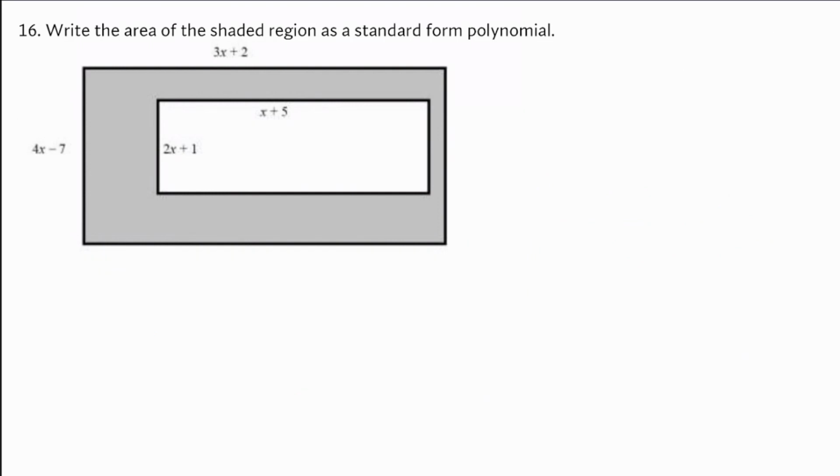All right, now we're going to do the same thing. We're going to write the area of the shaded region as a standard form polynomial. I'm going to take the area of the large rectangle, which I might compute in red, and then subtract the area of the interior rectangle, which I'm going to compute in blue. And so this will have multiplication and subtraction in it.